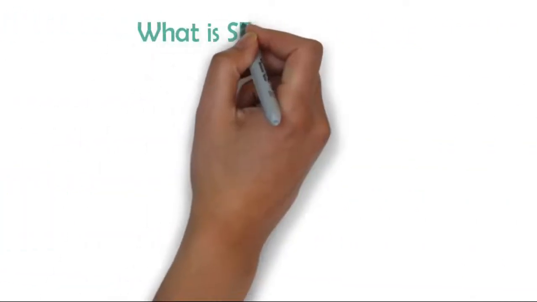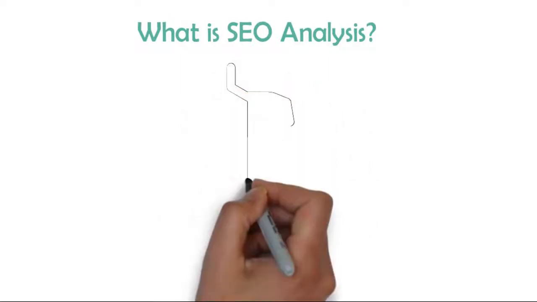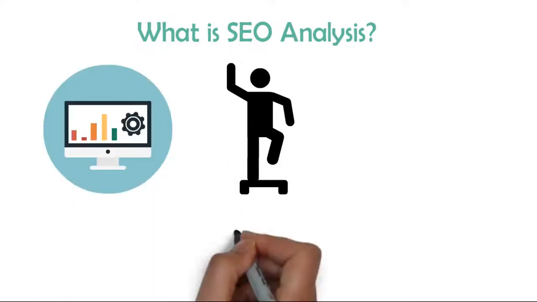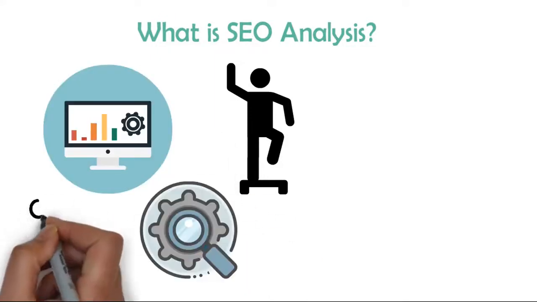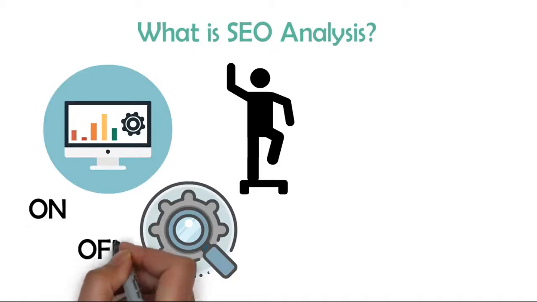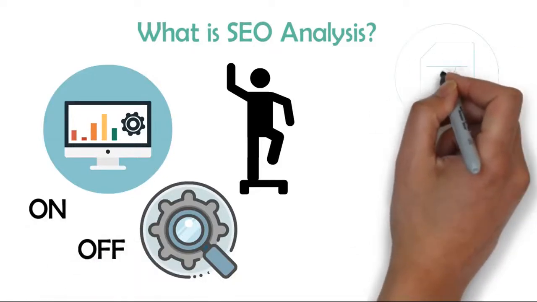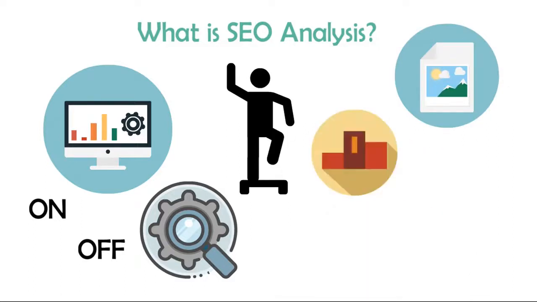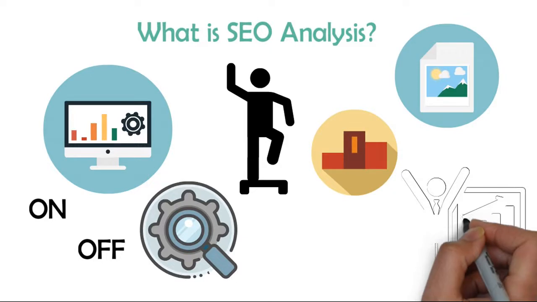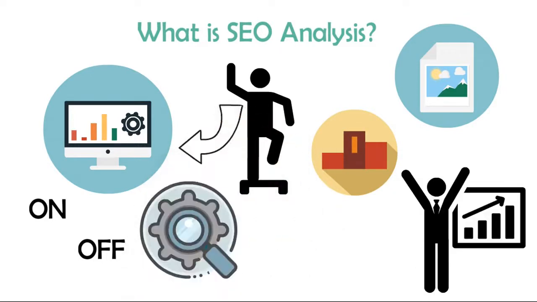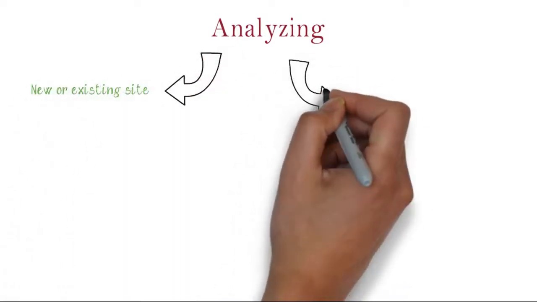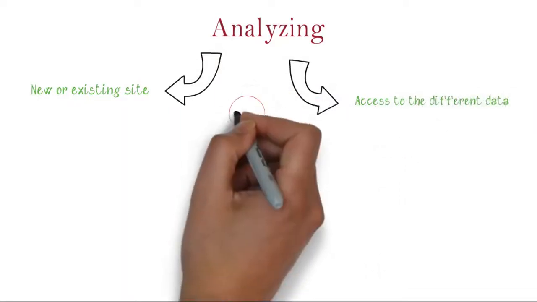What is SEO analysis? SEO analysis is the first step before working on optimization. In this step we get acquainted with the site and analyze it from a technical, on-page and off-page aspect. In this way, we come to the real picture of the problems that affect the current site rankings, as well as what needs to be done to achieve the best possible result and improve the analyzed site. Analyzing will vary depending on whether you are doing analysis for a new or existing site, and it will depend on how much access you have to the different data that needs to be checked.